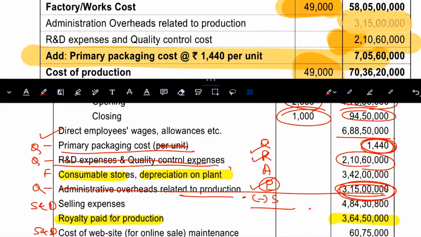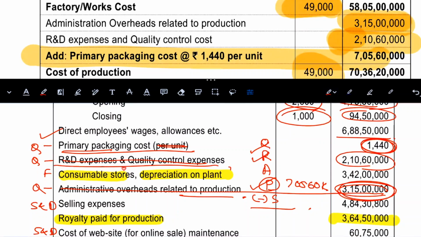3,15,000 is written. It is like this. I will write at my end, otherwise you understand. First I will say primary packing. So 1440 into 49,000, around 7056. So 7056, then 4 zeros. QRAP में, that is primary packing.